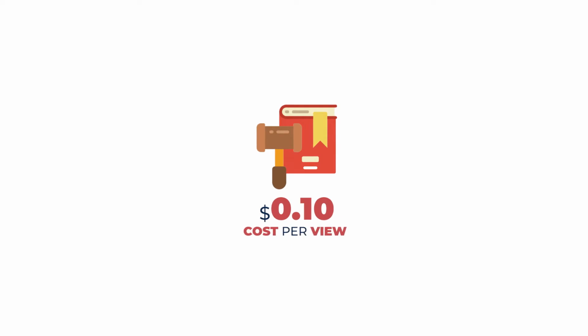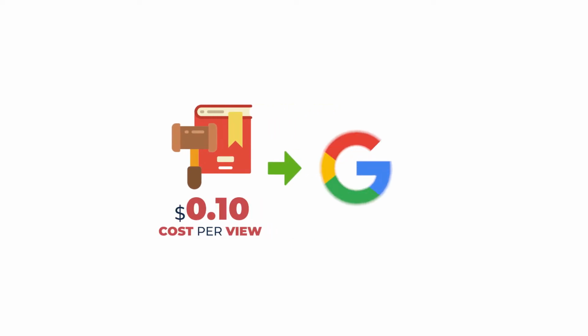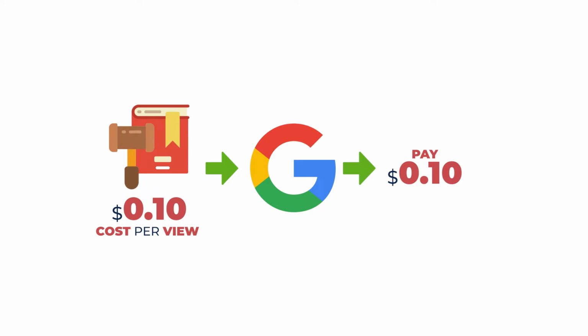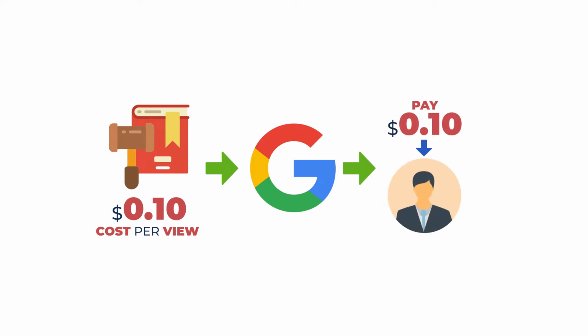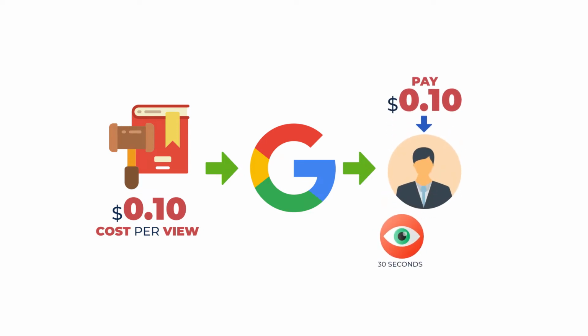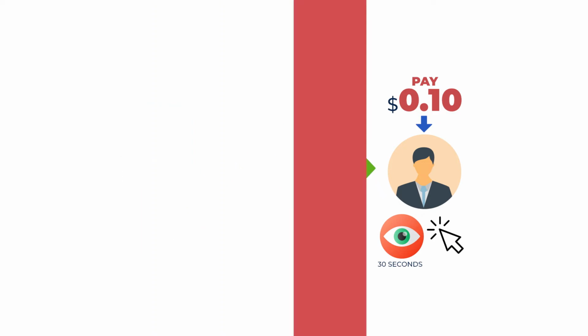So let's say you bid 10 cents for a cost per view bidding type. Basically what you're telling Google is you're willing to pay 10 cents for somebody to either watch 30 seconds of a video or interact with the ad, which could be clicking on it, clicking a link, etc. So we don't really use CPV bidding much as an advertiser, just because it doesn't work that effectively for us.